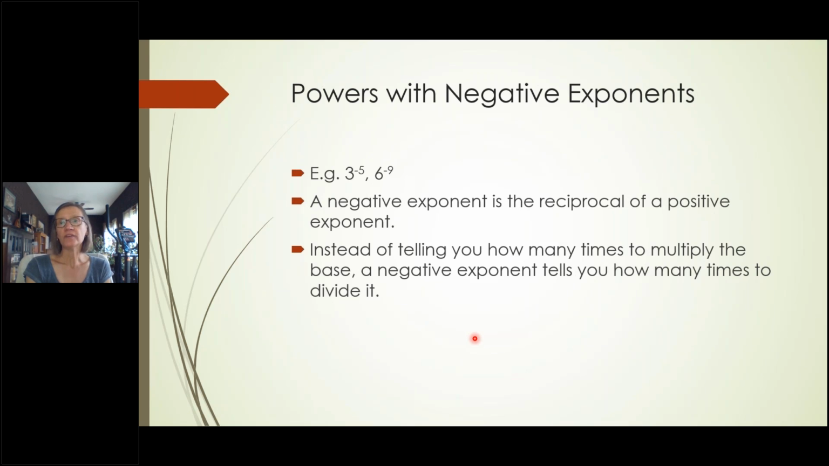A power can also have a negative exponent. For instance, 3 to the negative 5th or 6 to the negative 9th. A negative exponent is the reciprocal of a positive exponent. Instead of telling you how many times to multiply the base, a negative exponent tells you how many times to divide it.